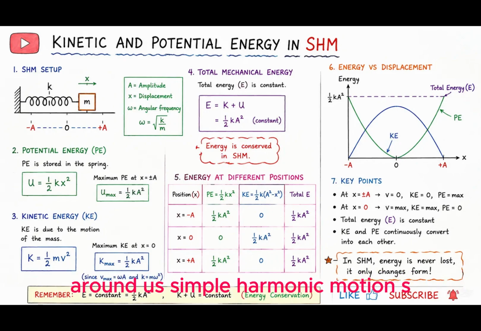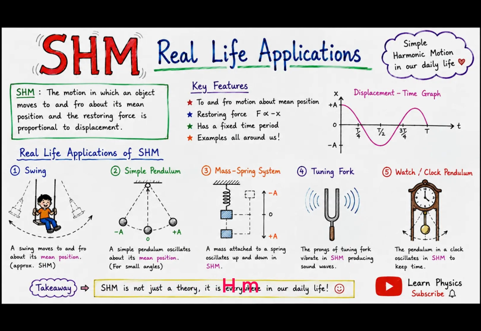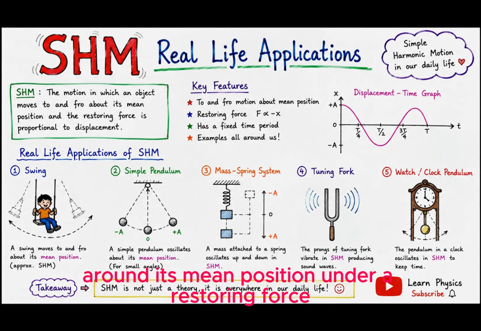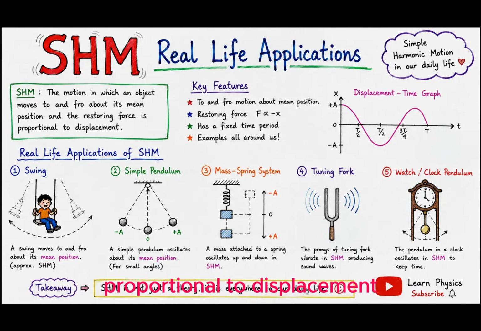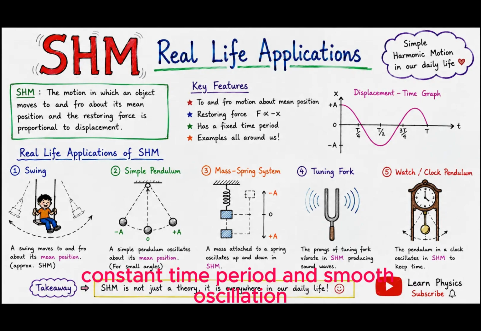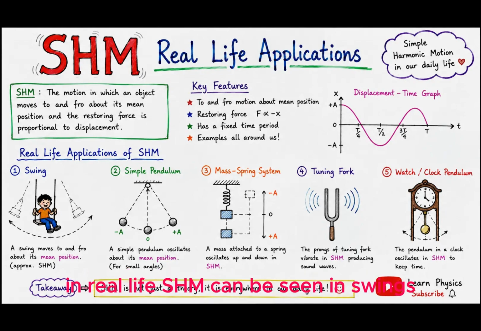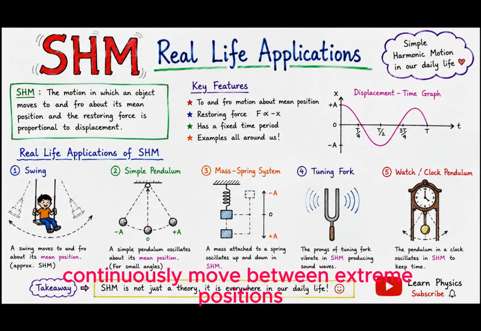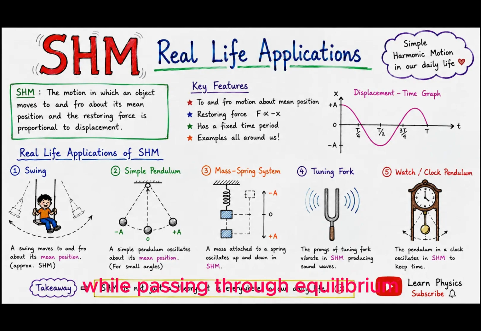phenomena around us. Simple harmonic motion, SHM, is a type of motion where an object moves back and forth around its mean position under a restoring force proportional to displacement. It has key features like periodic motion, constant time period, and smooth oscillation. In real life, SHM can be seen in swings, simple pendulums, mass spring systems, tuning forks, and clock pendulums. These systems continuously move between extreme positions while passing through equilibrium.